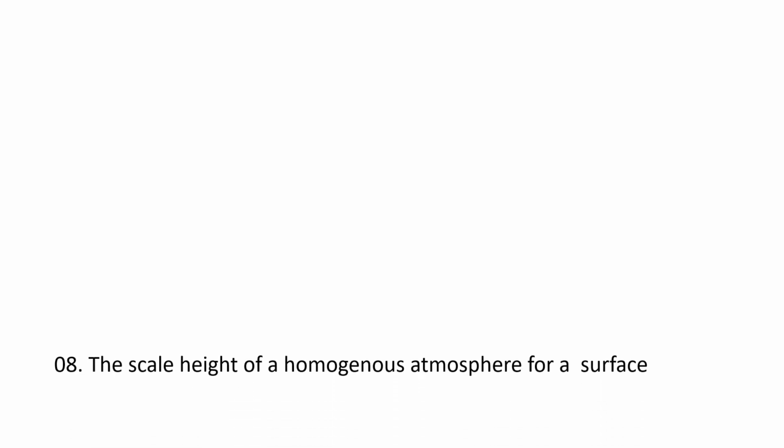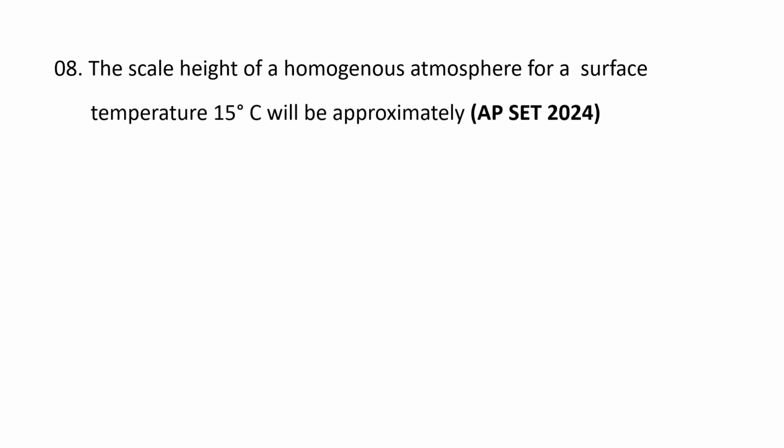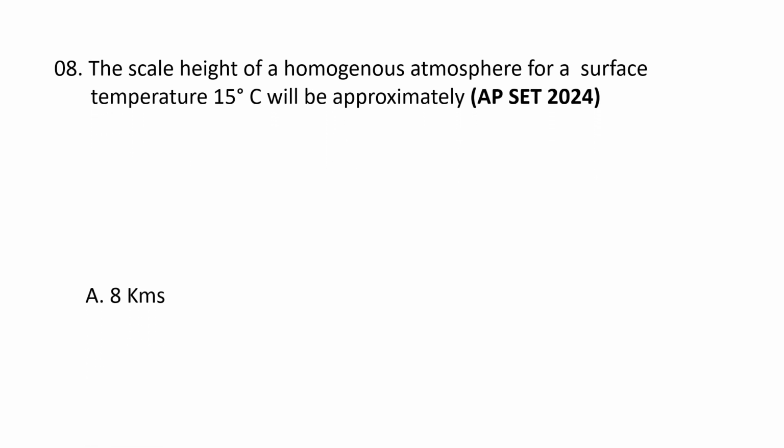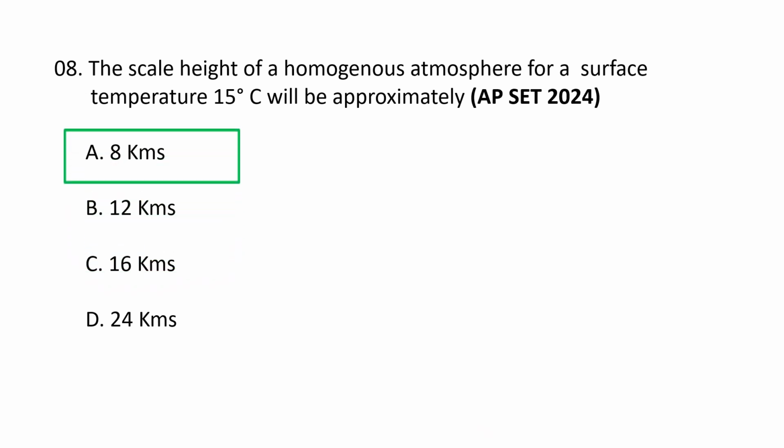Next question. The scale height of a homogeneous atmosphere for a surface temperature of 15 degrees centigrade will be approximately A. 8 kilometers, B. 12 kilometers, C. 16 kilometers and D. 24 kilometers. The scale height of a homogeneous atmosphere for a surface temperature of 15 degrees centigrade is approximately 8 kilometers. A is the correct option.